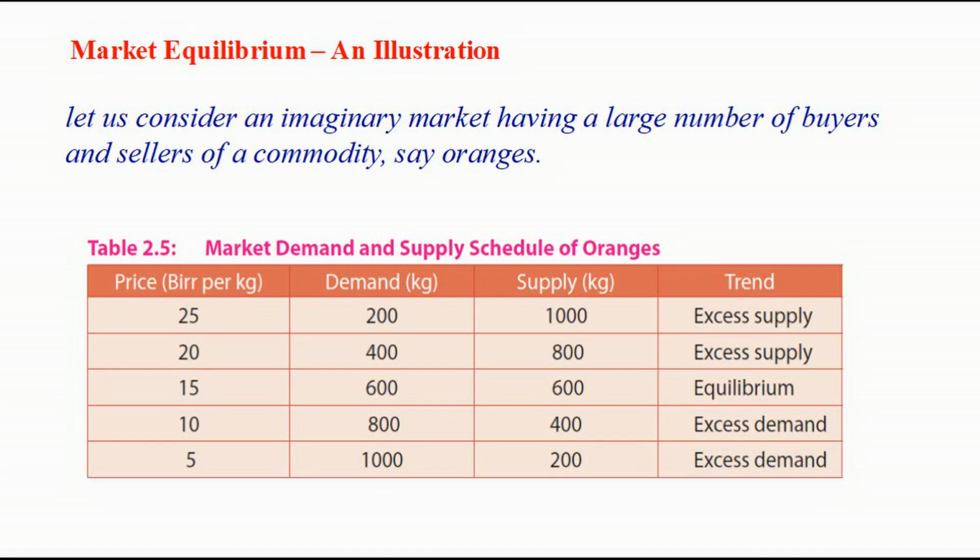At price 15, market demand and market supply now become equal. This gives us the equilibrium point, or market equilibrium. At price 15, there is equal demand and supply. Quantity demanded is 600 and that is the equilibrium point. The market equilibrium price is 15.